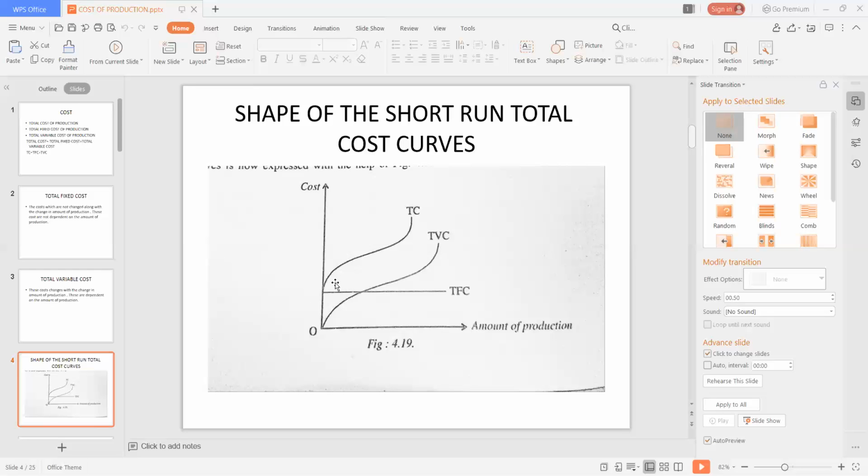Here is a TC curve which is obtained by vertical summation of TFC and TVC. The difference between the TC and the TVC curve is just the amount of fixed cost.